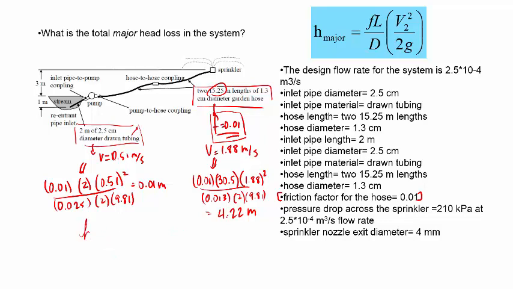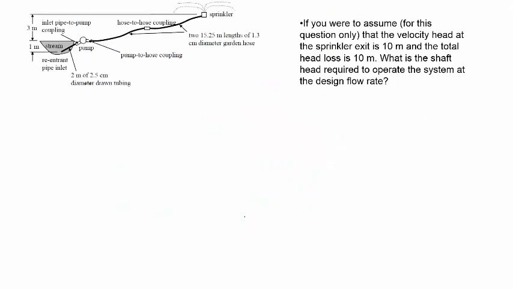So the total major head losses are 4.22 plus 0.01, and again this part here is very minimal, meters. Okay, the next part requires a few assumptions, and it should be kind of straightforward, and you can make it as simple or as complicated as you like, but then again, for this class it has to be simple. So basically the information you need is provided. It tells you the velocity head at the sprinkler head, and then the head loss. So what is the shaft head required to operate the system at the design flow rate?